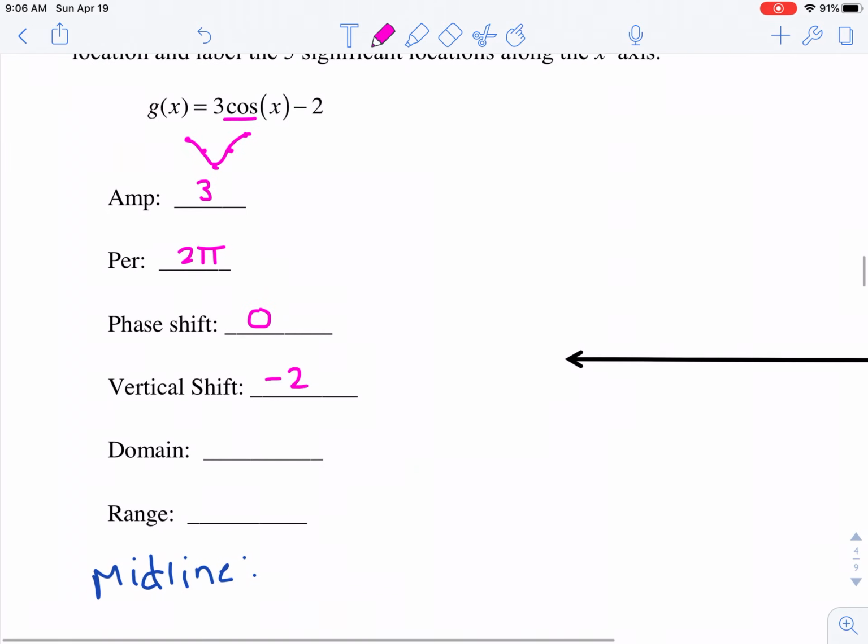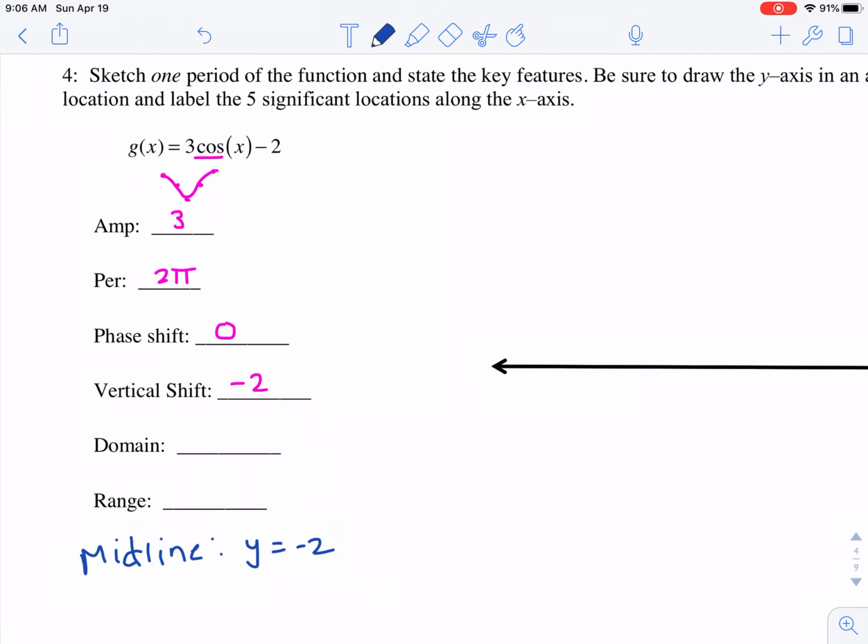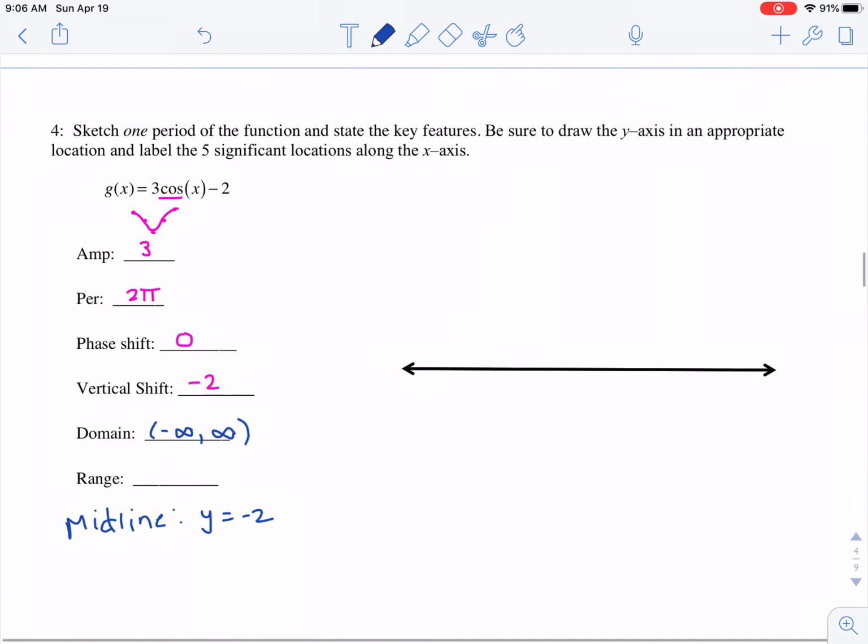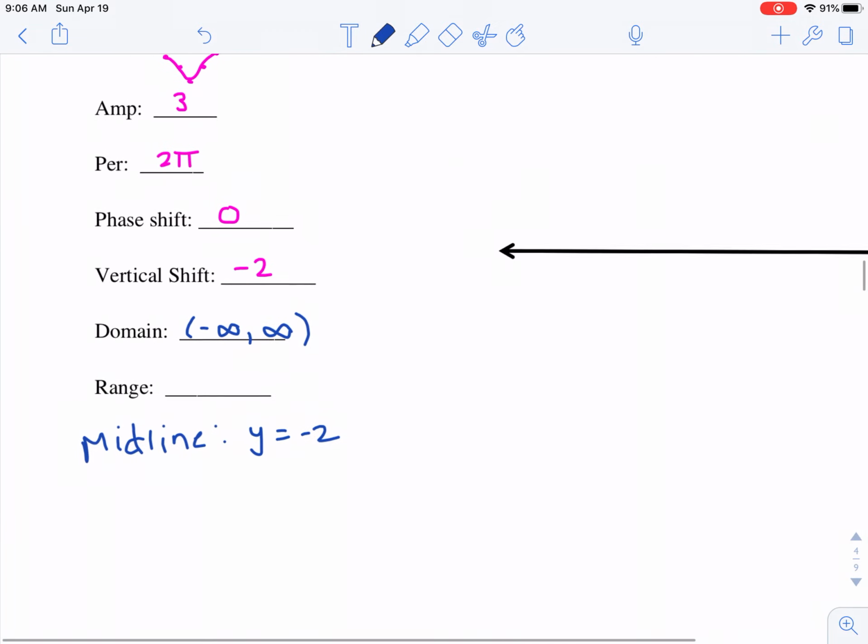Our midline here, because we're shifting down 2, instead of our midline being at y equals 0, it's now going to be at y equals negative 2. My domain is still going to be negative infinity to infinity. And now we have to take a minute to calculate our range.